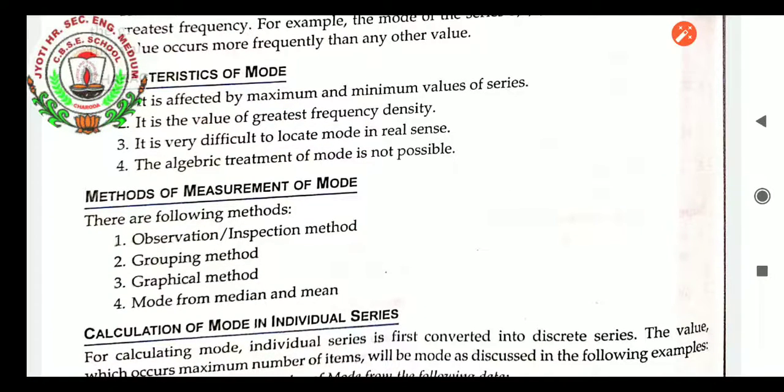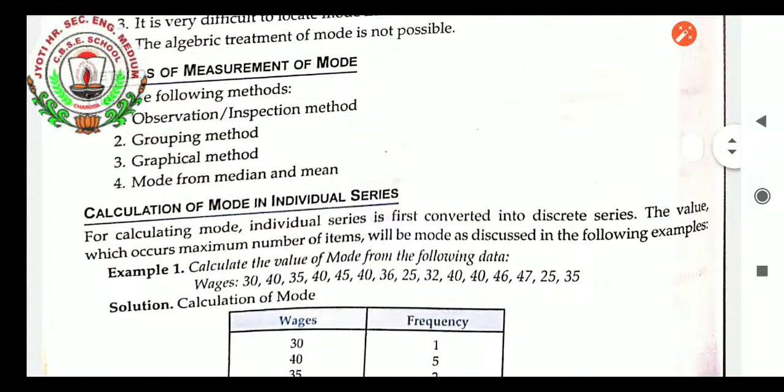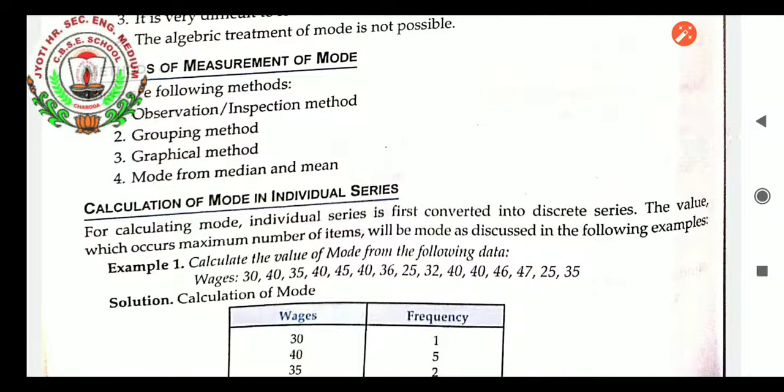There are the following methods to calculate the mode. Very first, observation or inspection method. Second, grouping method. Third, graphical method. Fourth, mode from median and mean. Calculating mode from median and mean is very easy when you know the calculated median and mean values. But if not, then you have to calculate first the median, then the mean, and then take the difference, and you will get the mode.